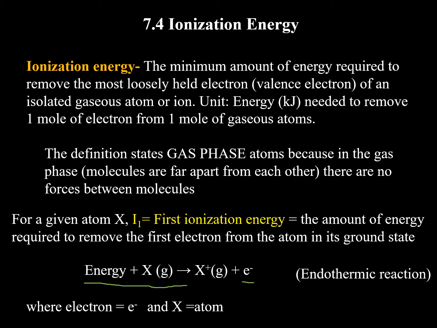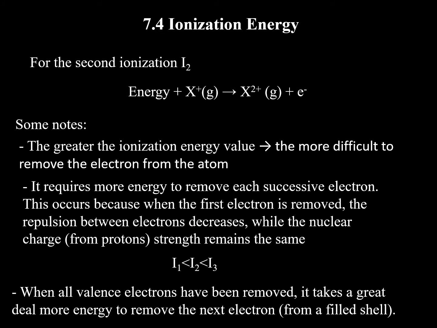And we use the term I1 as the first ionization energy to lose the first electron. The second ionization energy, I2, is the energy needed to remove the second electron. And we'll talk about that in a second. So as I just said, for the second ionization energy, here we have the atom plus, the cation, meaning the first electron has been removed. And then this is the equation, again, another endothermic reaction to show the energy needed to remove the second electron from the atom.